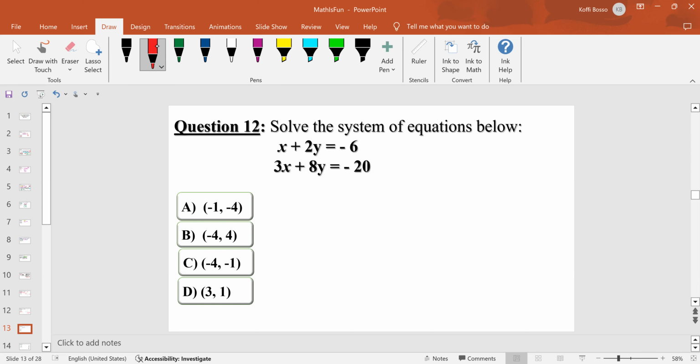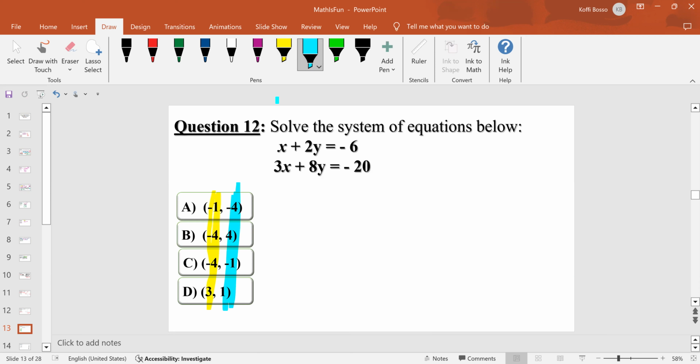Question 12. Question 12 is a system of equations. They're asking here to solve for x and y, because when you have these answers, the first value represents the x value and the second one represents the y value. So it's to find the x and the y value.